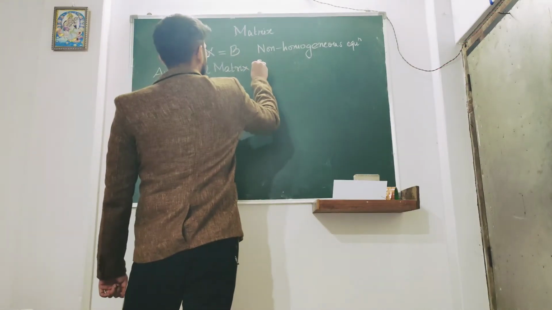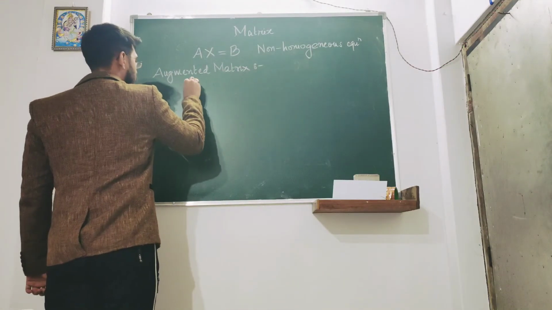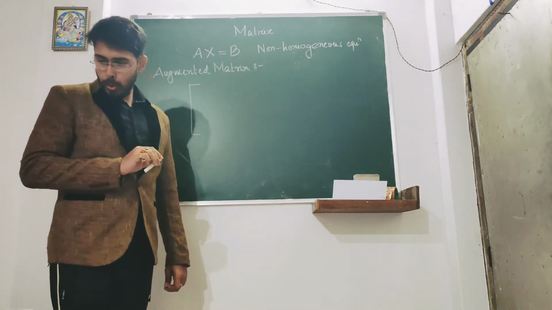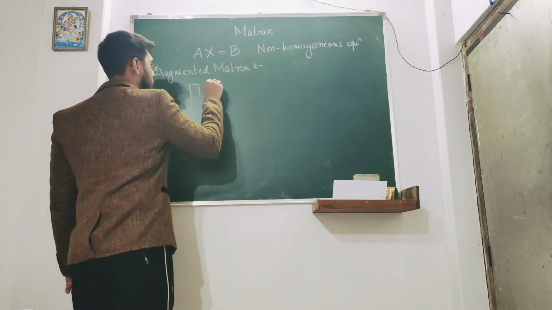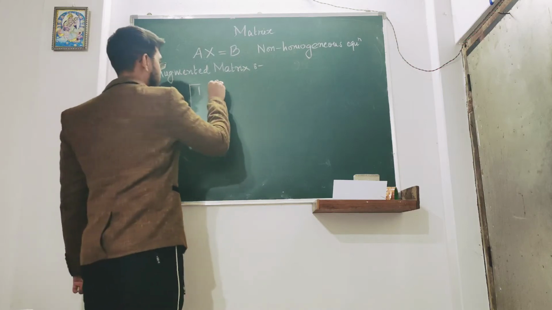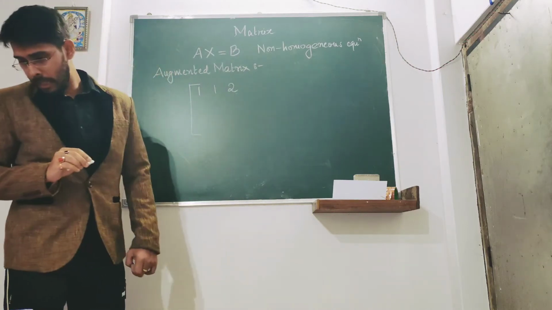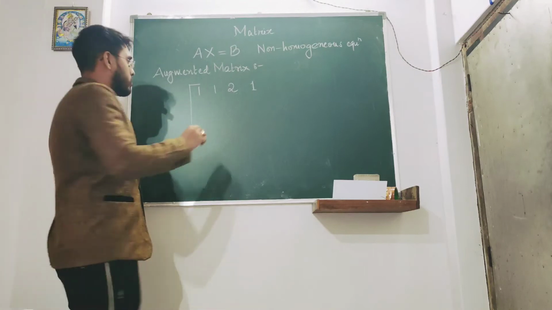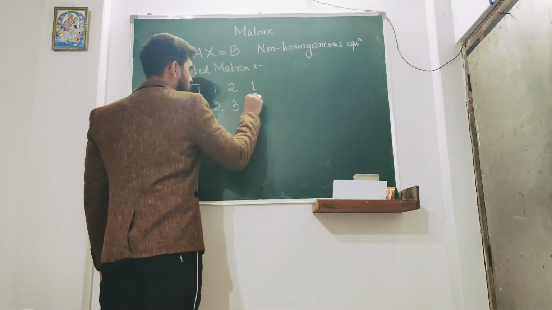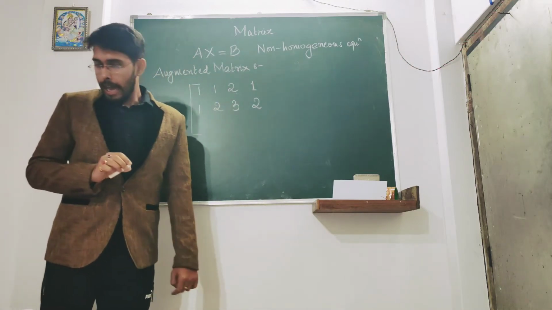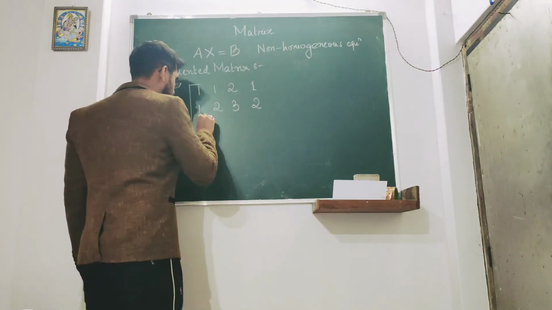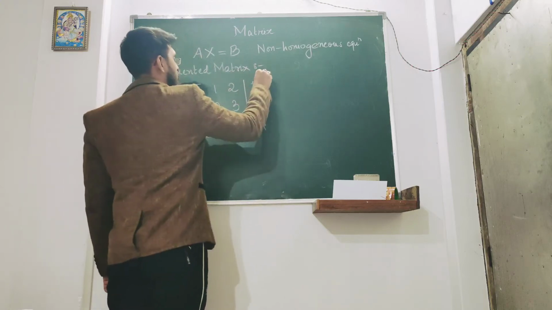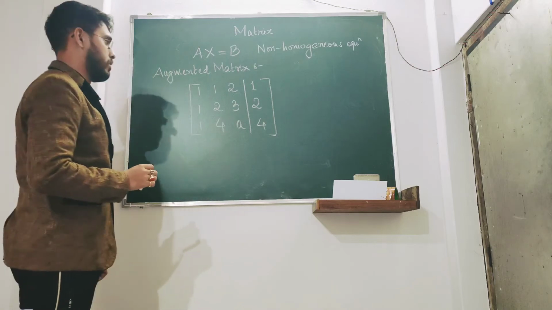So if you talk about the augmented matrix form, let us first of all try to compile this. The first one is x1 plus x2 plus 2x3 equals 1, so the coefficients are 1, 1, 2, and the last one is 1. The second one is going to be 1, 2, 3, 2. We are just taking the coefficients. And the third one will be 1, 4, a, 4. And in between we'll put a gap, because that is how the augmented matrix is written.